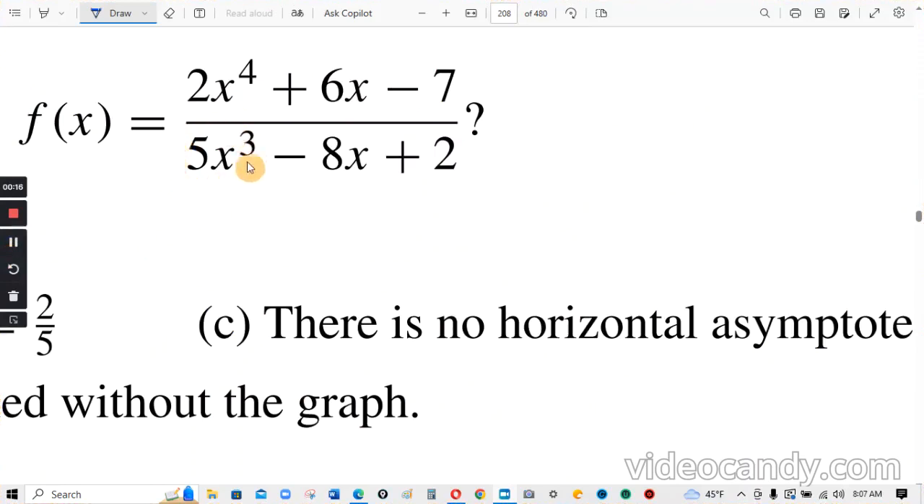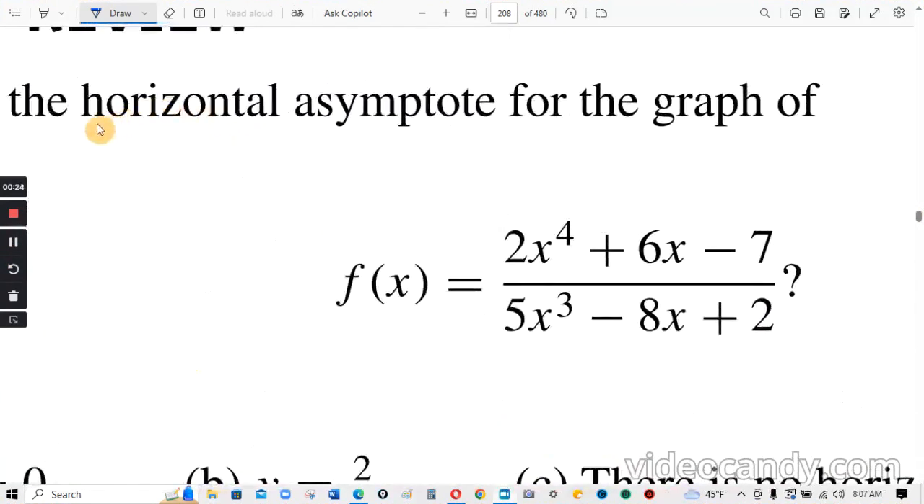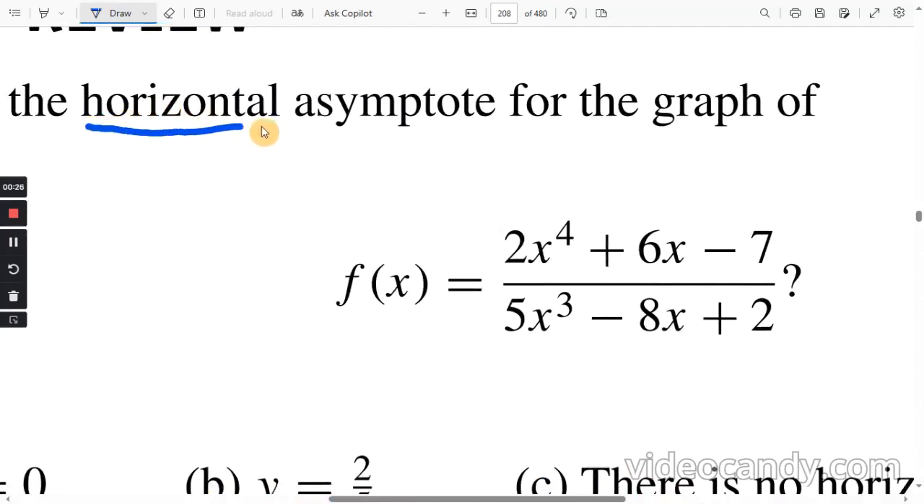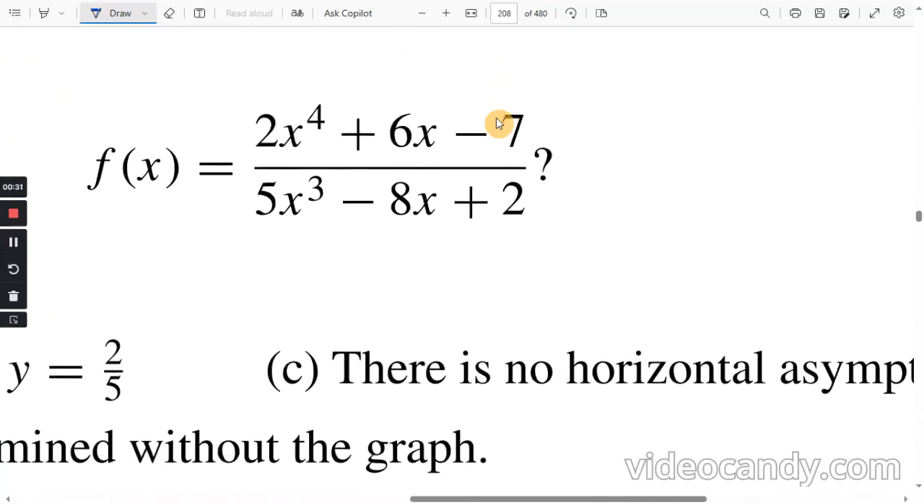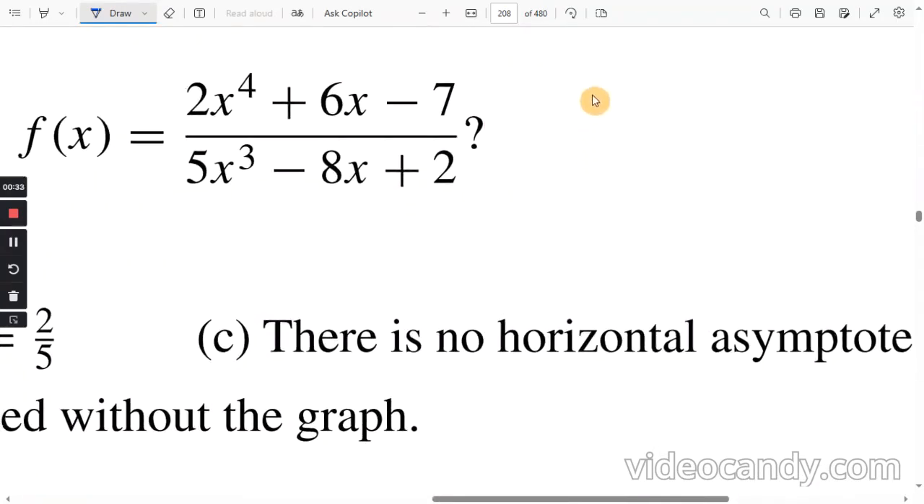Now, you can certainly consult the notes or memorize the 3 cases for the horizontal asymptotes. Okay, there's 3 cases, but if you think about it logically, you don't even need to memorize it or consult the notes. If you think about it, as x approaches infinity, in other words, as x gets larger and larger, what happens here? Well, this exponent is to the 4th power, and this exponent is to the 3rd power.